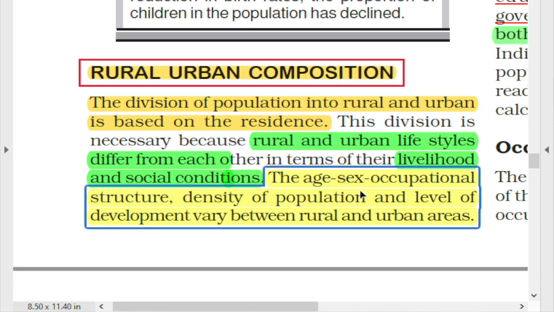The age, sex, occupation structure, density of population, and the level of development vary between the rural and the urban areas. Means the age, sex, and occupational structures. The age structure may be different in the rural and the urban population. Sex, or the number of males and females, is also different, and occupational structures, the work the people do in the urban is different from the rural.